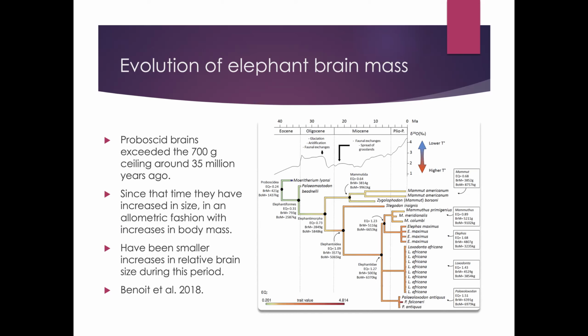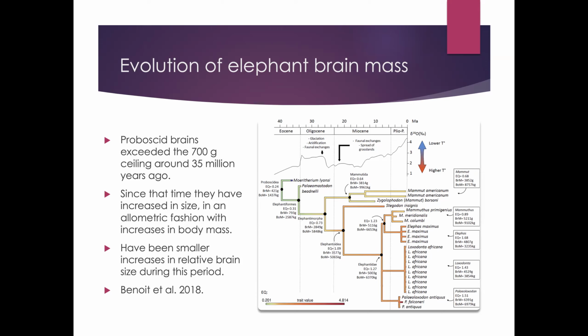So let's look at elephant brain mass. We know that elephants have brains that are around 5 kilograms, so they definitely exceed the 700-gram mass. This is an image taken from a paper that Julien Benoit got together, and I was lucky enough to work on it with him. What we see is that the ancient proboscideans, the pre-elephants, had quite small brains, around 400 grams for their body size, very small relative brain size. But around 35 million years ago, their brains exceeded the 700-gram limit and then became quite large. We're looking at brains that are around 3 kilograms around the early Oligocene.